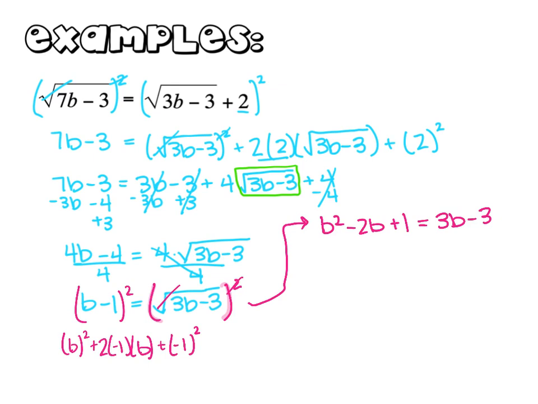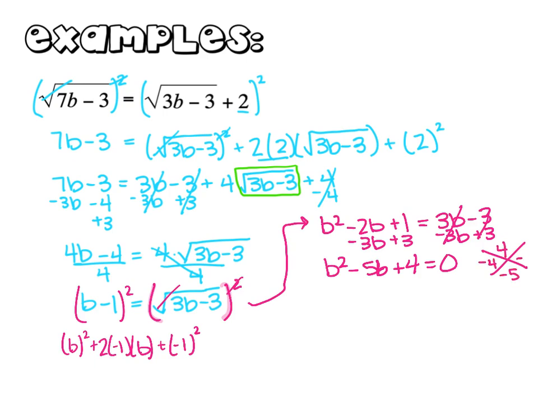Now it's just a quadratic equation. So I can subtract 3b from both sides and add 3 so that I have it equal to 0. B squared minus 5b plus 4 equals 0. And then I'm asking what multiplies to 4 but adds up to negative 5. And I found that that was negative 4 and negative 1. So this factors into b minus 4 times b minus 1, which means my solutions are b equals 4 and b equals 1.